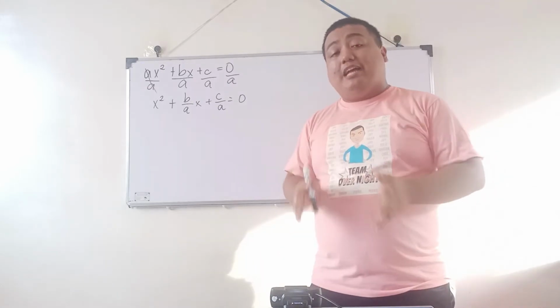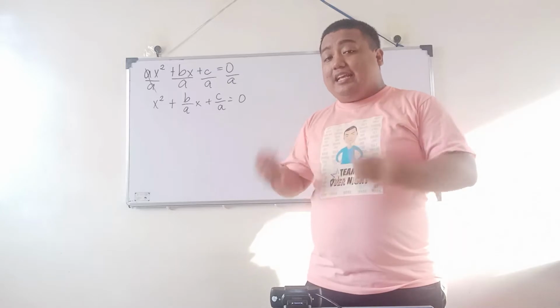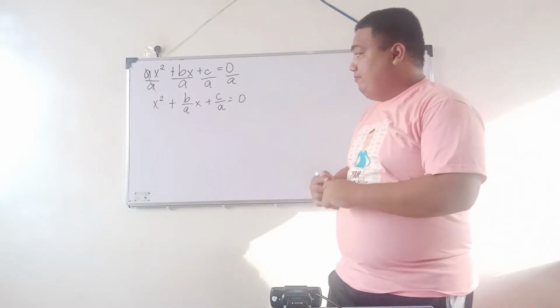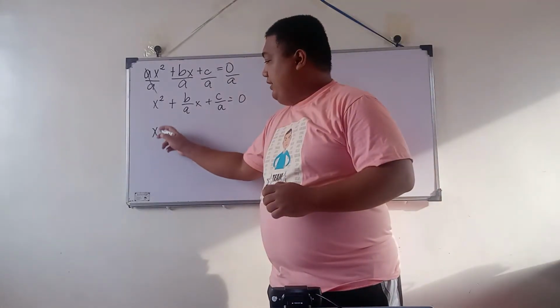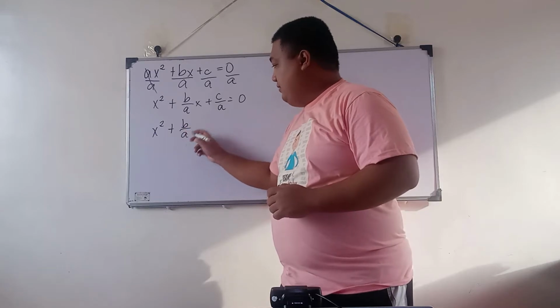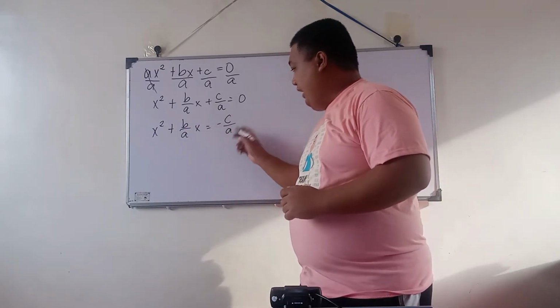Next. So, after we divide the coefficient beside x squared, we are putting the constant term on the other side of the equation. So that is x squared plus b over a x equals negative c over a.